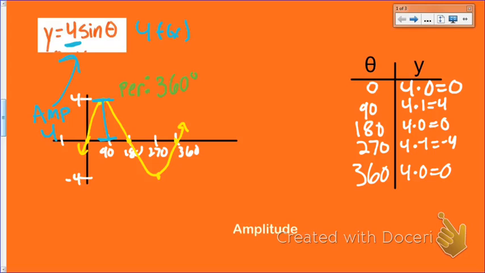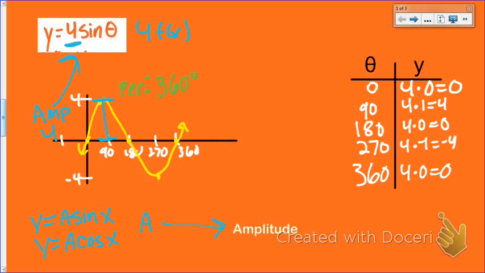So in general, if you have a function in the form of y equals a times the sine of x, or y equals a times the cosine of x, it's really simple to find the amplitude, because the amplitude is just that value of a that's written out in front. So that number in front just affects my amplitude.